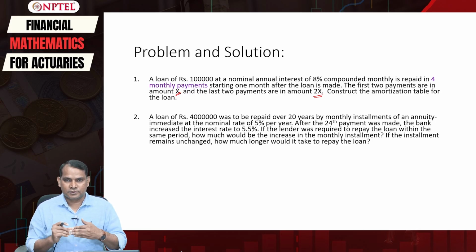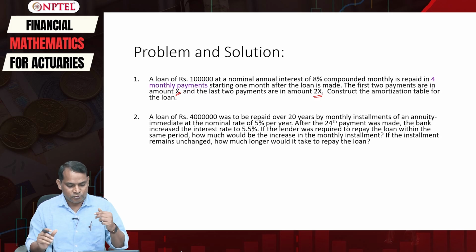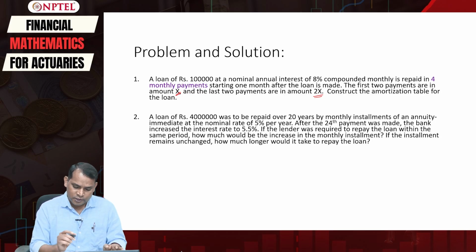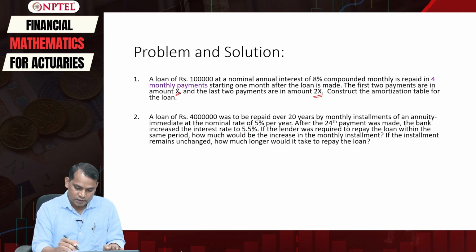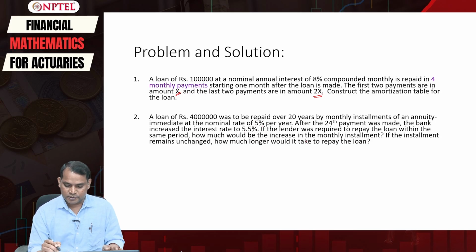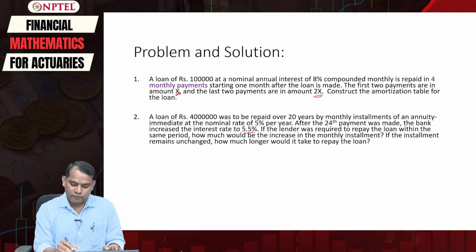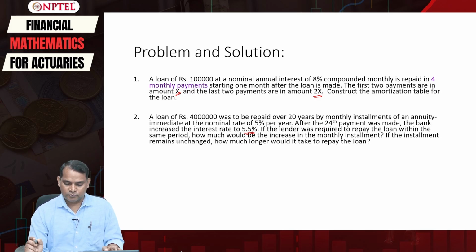Okay. Let us do that. One. And the second problem says: a loan of 40 lakh rupees was to be repaid over 20 years by monthly installments of an annuity immediate at the nominal rate of 5% per year. After the 24th payment was made, the bank increased the interest rate to 5.5%. Initially the interest rate was 5%. Now the bank increased the interest rate to 5.5% after the 24th payment.